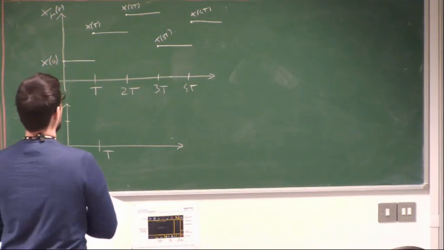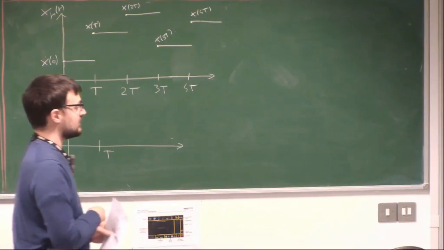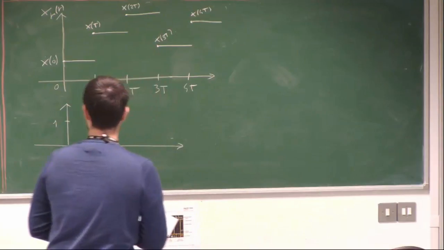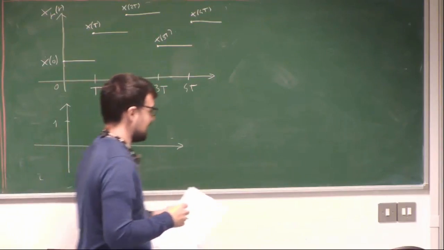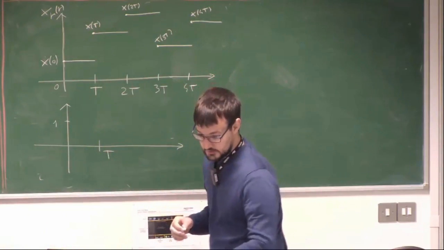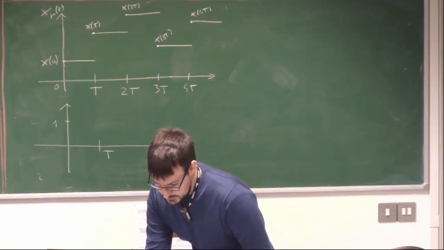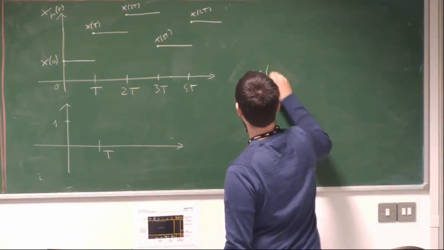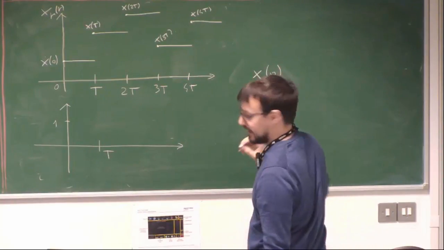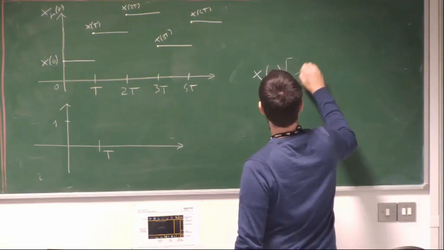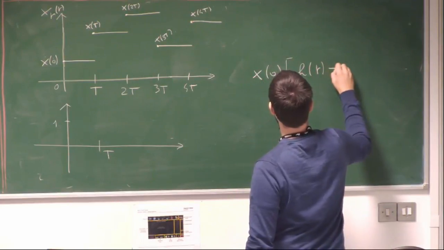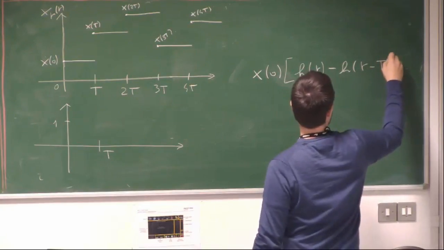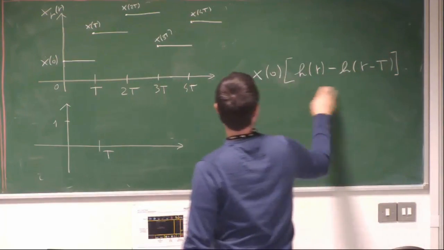So we can describe these using the difference between unit steps. To show this, let's compute the first term of this sum. So the first term of this sum is x of 0 that multiplies h of t minus h of t minus capital T, okay? So this is the first value, okay?